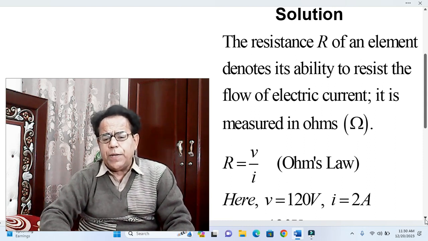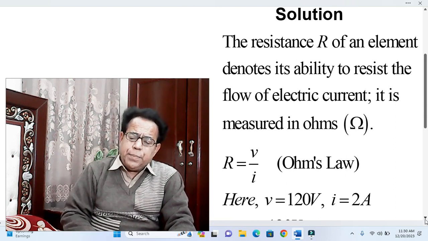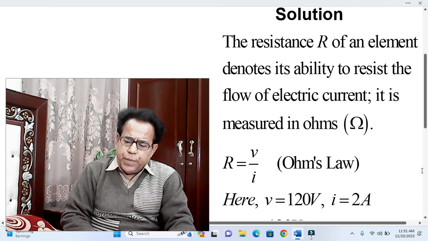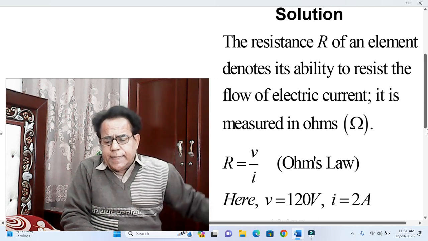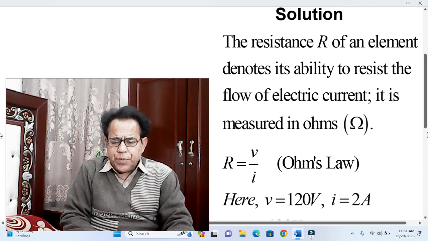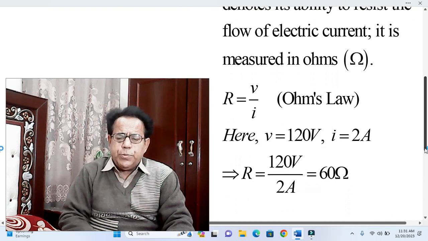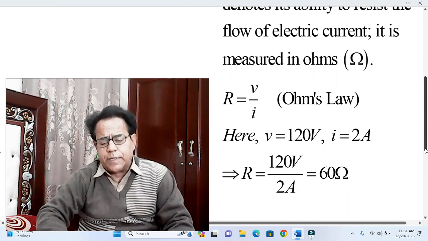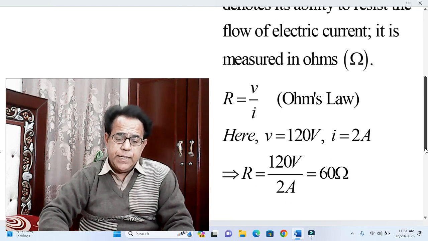The resistance R of an element denotes its ability to resist the flow of electric current. It is measured in ohms. Its symbol is the Greek alphabet omega. The expression is resistance R equal to voltage V over current I. This is Ohm's law. Applying Ohm's law, we are going to find out the value of resistance R equal to V over I.